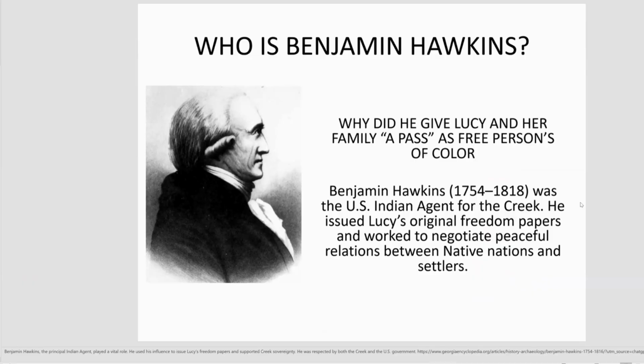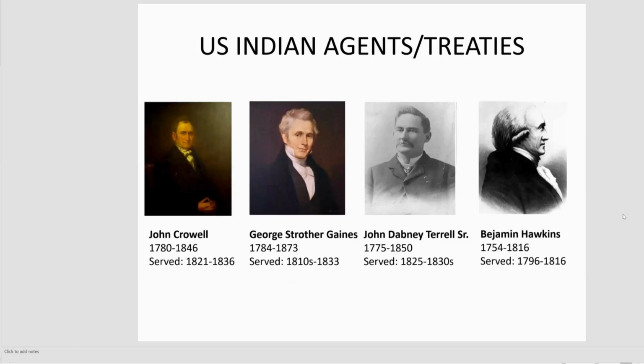So here we go. Who is Benjamin Hawkins? In week 2 of this session, it was probably week 1, I did this whole conversation around Benjamin Hawkins because I needed to understand who this man was and why he's giving out passes, and what is a pass? Benjamin Hawkins, 1754 to 1818, was the U.S. Indian agent for the Creek. He issued Lucy's original freedom papers and worked to negotiate peaceful relations between Native nations and settlers. What? Okay. Who are these Indian agents? Why was he so special?